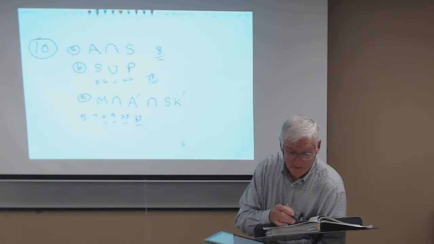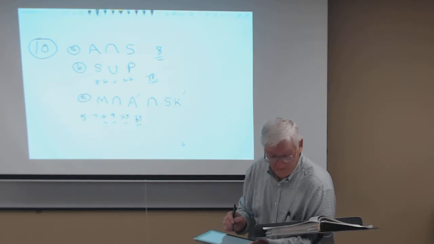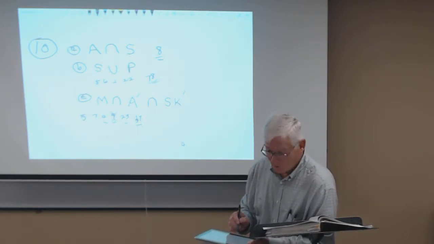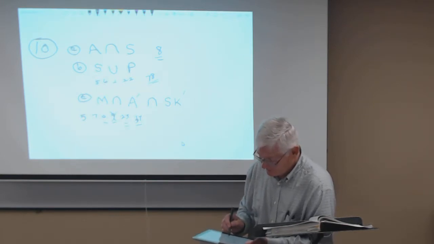9. But we don't want the intersection with SK. We want the intersection with what? So everything that's not in SK. So what do I have here? What was SK? 9. So I take that one out, don't I? So what am I left with? 23 and 37.